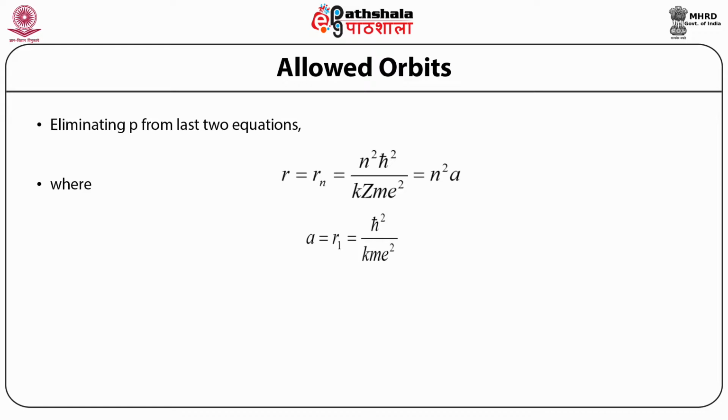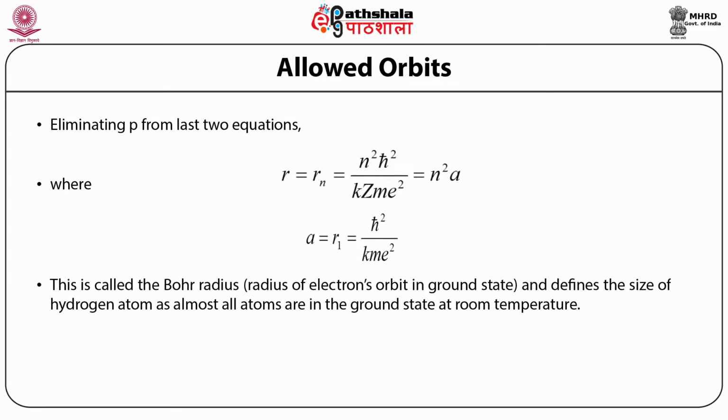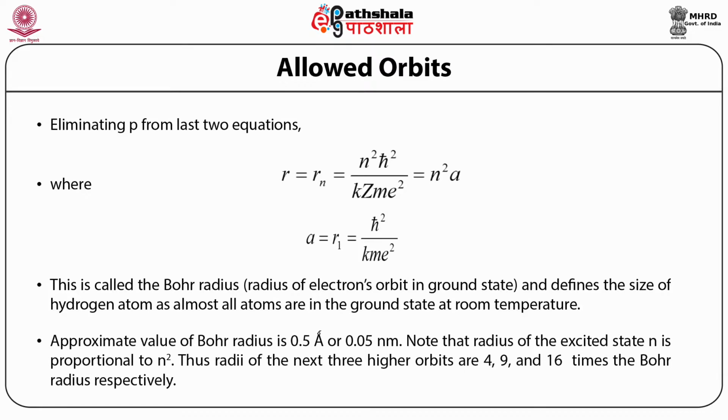So this radius a is the radius of the hydrogen atom in the ground state, or the radius of the electron in the ground state of the hydrogen atom. This radius is a very important length, and it is called the Bohr radius. That is the radius of the electronic orbit in the ground state, and it really defines the size of the hydrogen atom. This is about half an angstrom unit, or 0.05 nanometer.